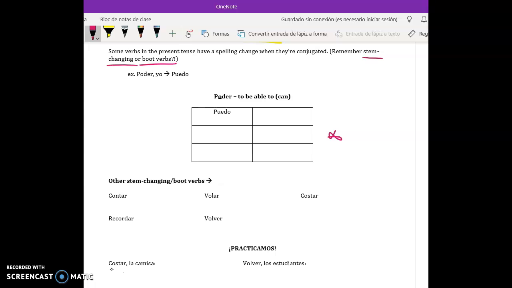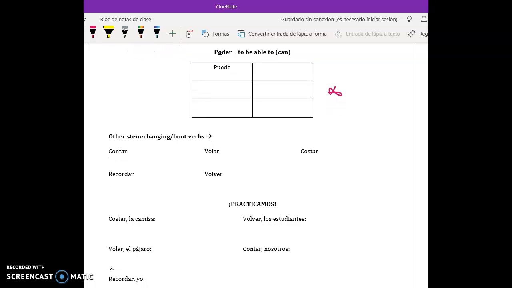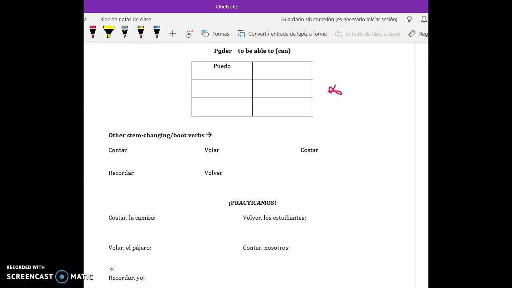So one of these verbs, these O to UE verbs, is poder. So if you look, the yo form here of poder is puedo with a UE when it's conjugated, right? It doesn't follow the normal pattern. It's not podo, right? You have to do that spelling change, puedo. And that is going to be how they function for the rest of the forms here in the chart as well. So the verb poder, it means to be able to or can. So the yo form here in the box means I can or I am able to, right?